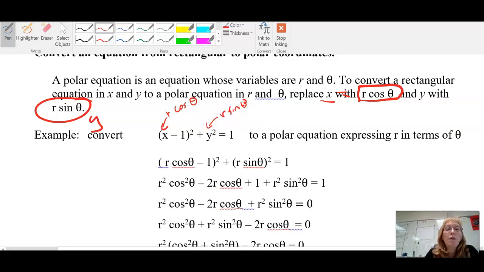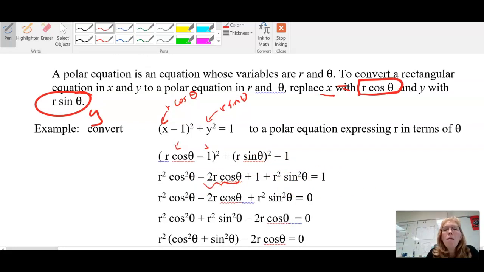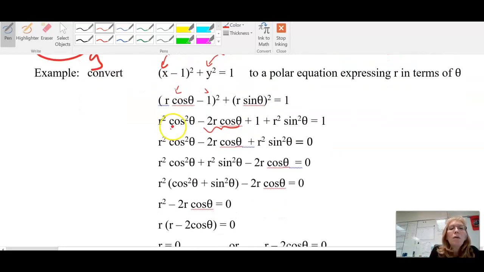Now we have to do this math. So r cosine theta minus 1 squared, plus r sine theta squared. Square this, so this is just first squared, last squared, double the middle, right? Plus r squared sine squared theta. Now, if we look here, we have a cosine squared and a sine squared.